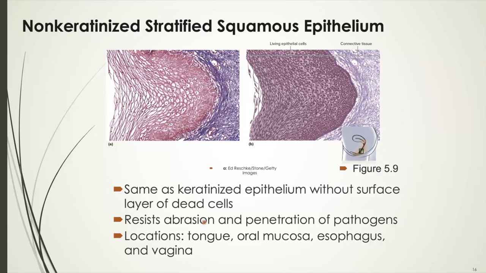So it is also going to resist abrasion and penetration of pathogens, because pathogens have that way into your system. So all of these different types of organs are going to have an opening to the outside, and some type of abrasive motions that they need protection from. As you can see here, here is where the living epithelial cells are. They're all living epithelial cells. They don't have that surface layer of dead cells.